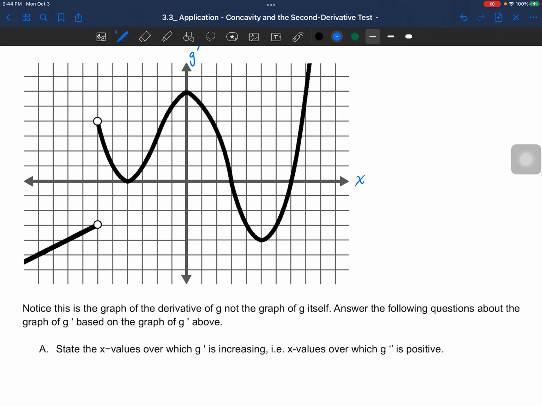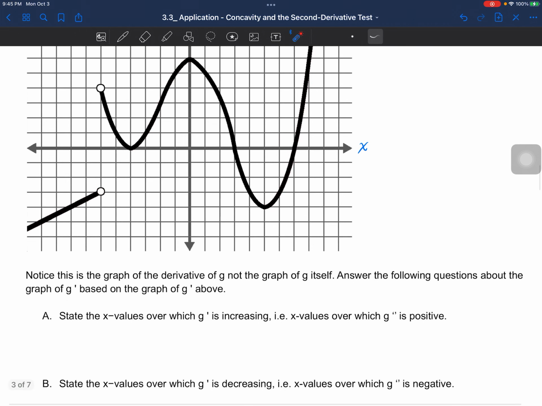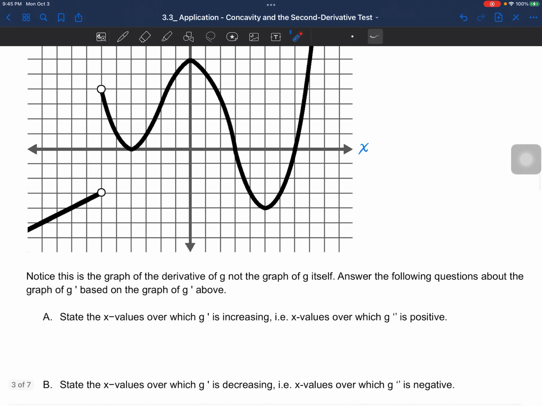They're asking us to state the x values over which g prime is increasing. Well, they're giving us the actual function of g prime, so we know when this is increasing. This is increasing right here. It's going up, up, up, up. It's going up right here. It's going up right here. So we see that here, here, those are the intervals where this is increasing.